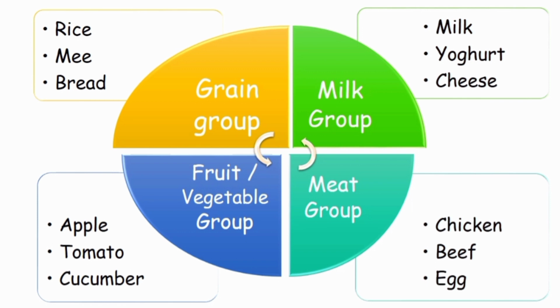For fruit and vegetable group, we have examples like apple, tomato, cucumber, salad.